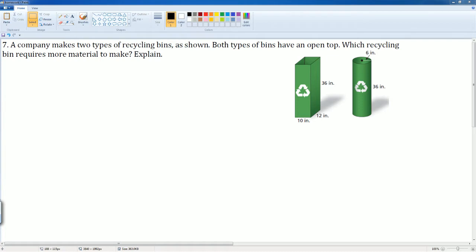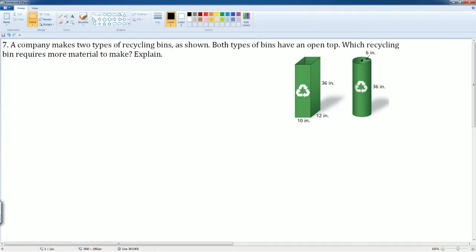This is number 7. The company here makes two types of recycle bin: the rectangular prism one and the cylindrical one. Both of the bins have an open top. Which recycle bin will require more surface area to make? It's basically looking at the surface area, but you're excluding the top base.